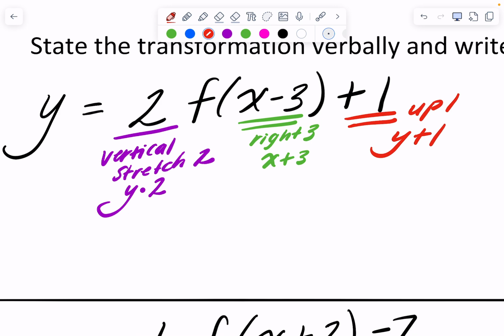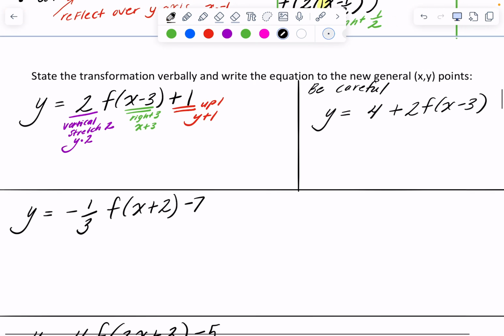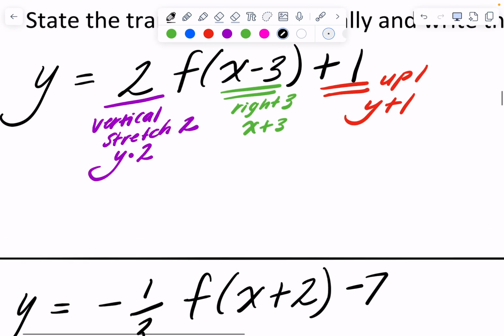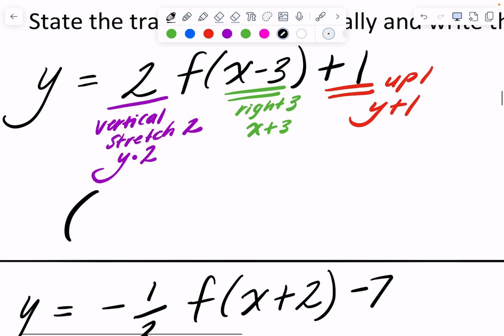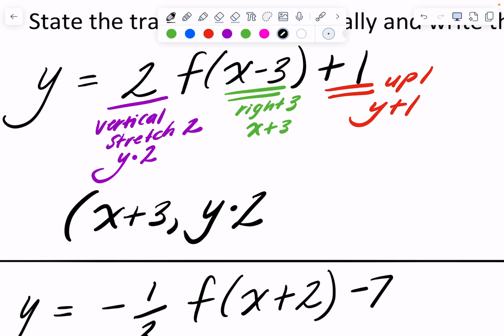So now it says, write the new general x, y points. So it's saying what happens to all the x, y points. Well, I've already made note of it right there. I just need to write it properly. So our x's are being added by 3 to go right 3. Our y's are going to be times by 2. We know multiplication comes first. And then after that, they're going to be shifted up 1. So that would be our answer. So really easy overall today, just because we've seen it in 1010 so much.